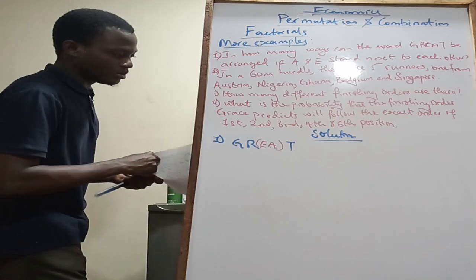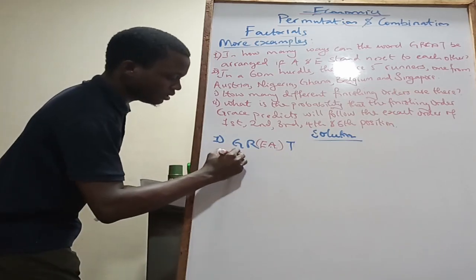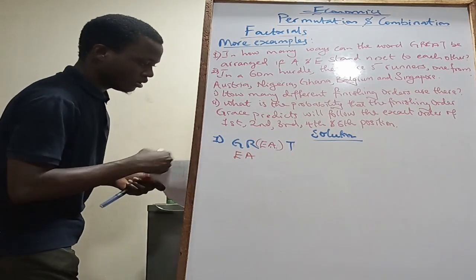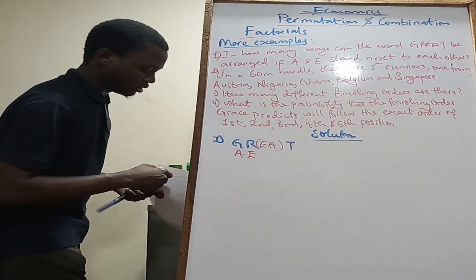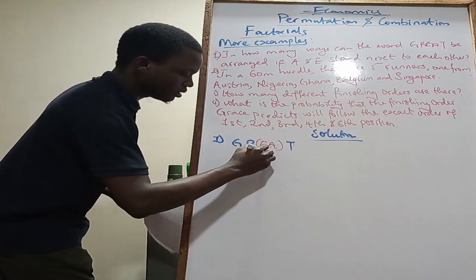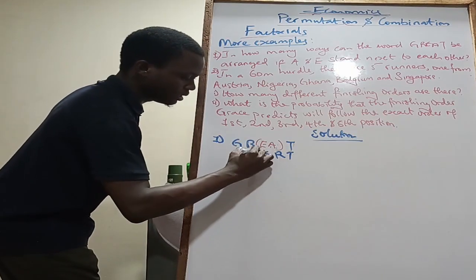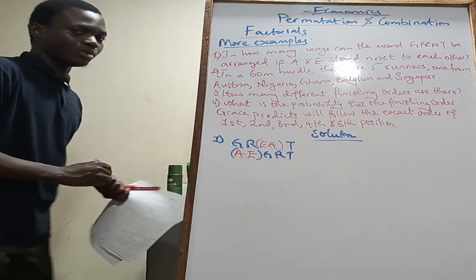Now if there's a different arrangement, let me say A, E this time. A, E, at least they're standing next to each other anyways. A, E, G, R, T standing next to each other. So how do we approach a problem like this?